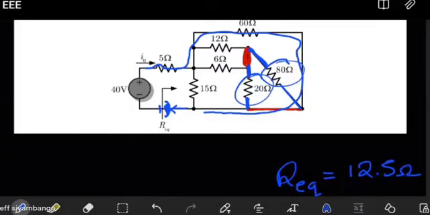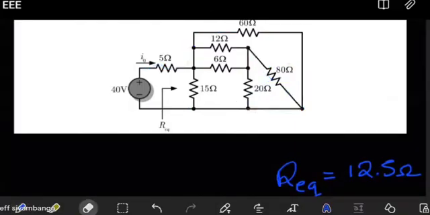You get that? Yeah. Had the 5 ohms been somewhere here, then we can say that we are not including it here.